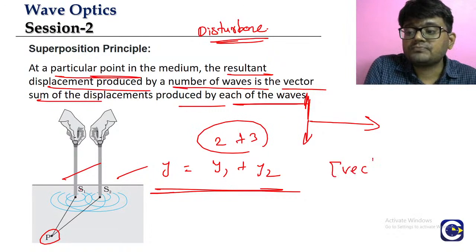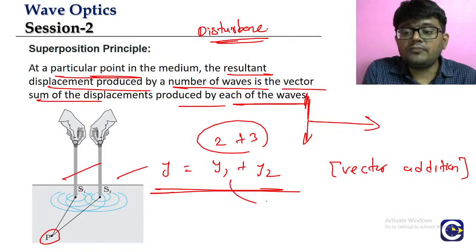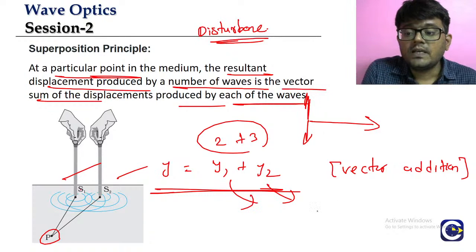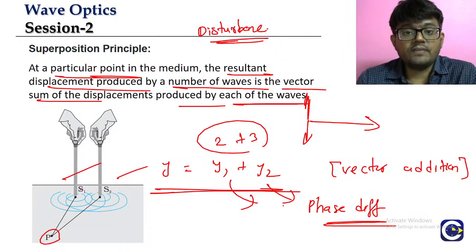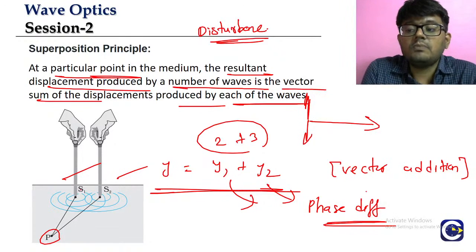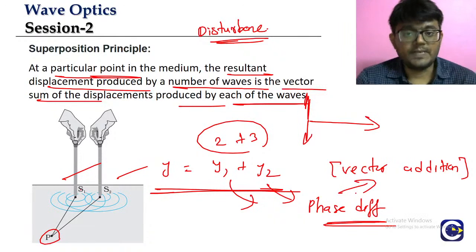It is a vector addition, and how do we account for this vector addition principle? Based on the phase difference. The propagating wave will have a phase. Based on the phase difference, we will be able to account for the angle between the two displacements.